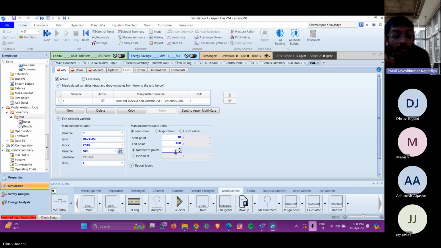Okay, it's done. Number of points. 200 points will be very less. Go to increment of... Okay, you have given 200 points. Okay, it's fine. Or give increment of one, or give increment of five. Five is fine.